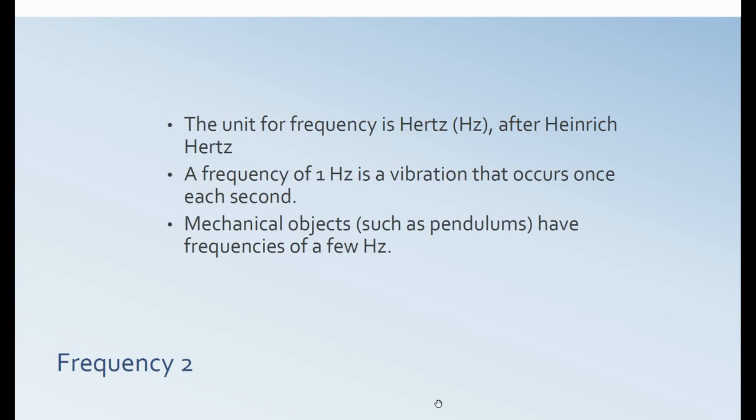The unit we use for frequency is the hertz, and that's named after Heinrich Hertz, who was a scientist who researched acoustics and sound and vibrations. A frequency of 1 hertz is a vibration that occurs once each second. Mechanical objects such as our pendulums usually have a frequency of a few hertz. So if I take a pendulum and swing it back and forth, it'll probably have just a few hertz, maybe 2 or 3 hertz. So it would go back and forth maybe 2 or 3 times a second.